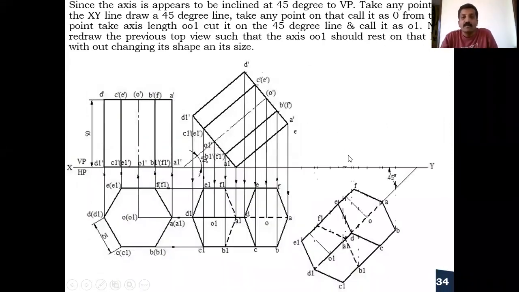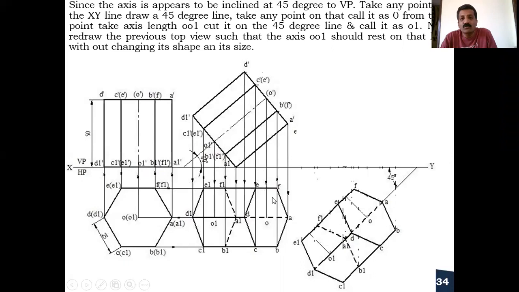And coming to the last position, he himself gives that the axis appears to be inclined at 45 degrees to VP. That means it appears to be as given. This inclination itself is your apparent inclination, that is the beta angle. No need to take the locus for this. So straight away, in whichever direction you want, you can draw the 45 degree line. After drawing a 45 degree line, you take any one point on this line and call that the axis point O.